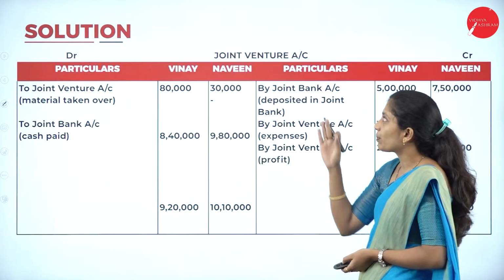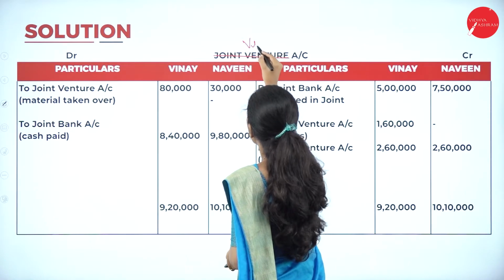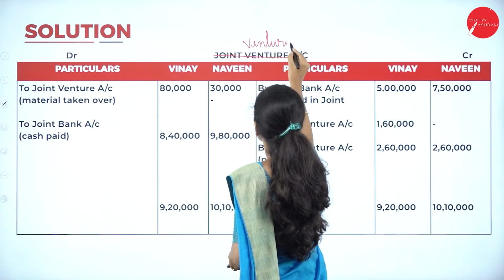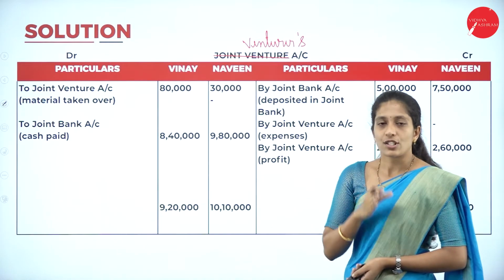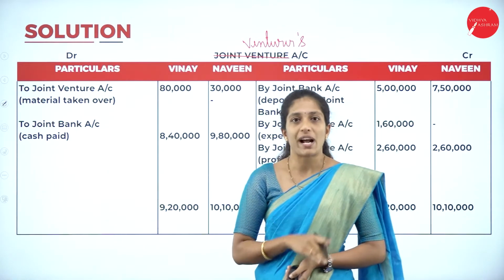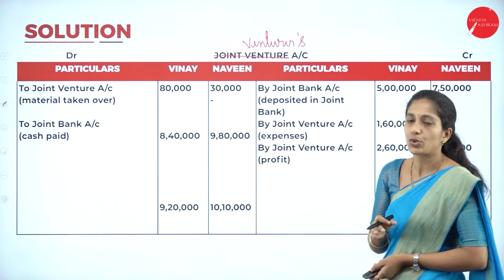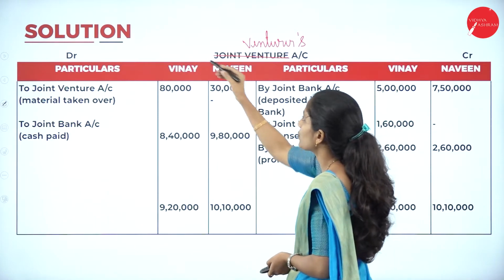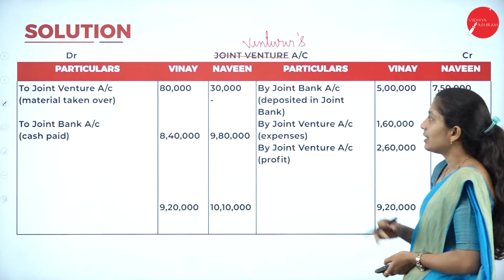The next account to be prepared is the venturers account. Now, as I told, this is the same as the partners capital account. On the debit side, particulars, we will draw a column for each venturer. Here the venturers are Vinay and Naveen. In the same way, on the credit side, particulars, Vinay and Naveen.